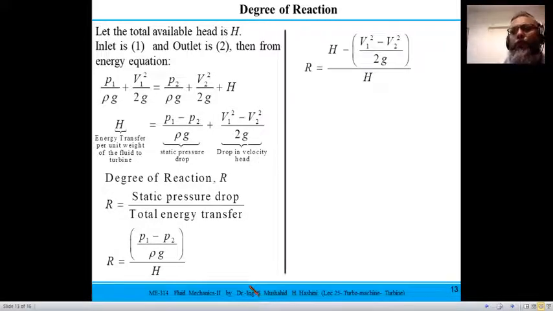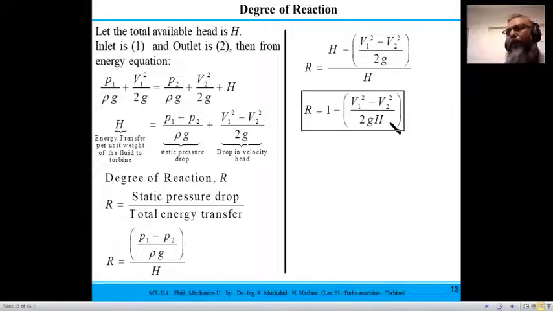If you substitute here, as you know, this term is H minus this kinetic part. H minus the kinetic term would be the pressure drop over the total head. If you simplify this, H and H cancel out, and you end up with 1 minus this term. That is the formula. If we know the velocities v1 and v2 from our velocity triangles, we can easily calculate the degree of reaction of the turbine, and H is the head available from the fluid that has to be transferred to shaft power, the head of the turbine.